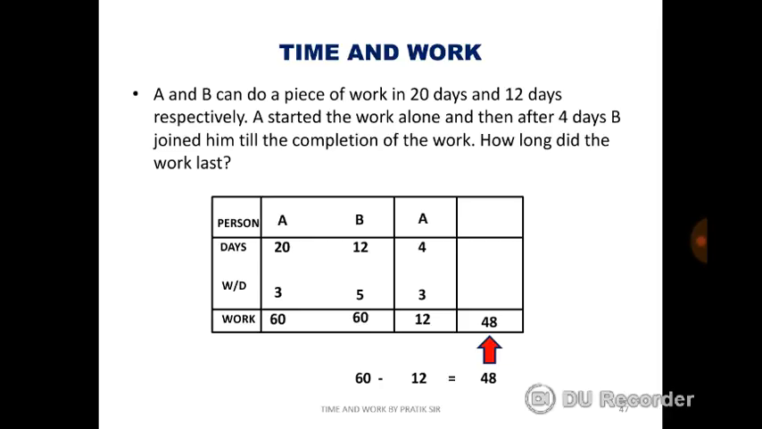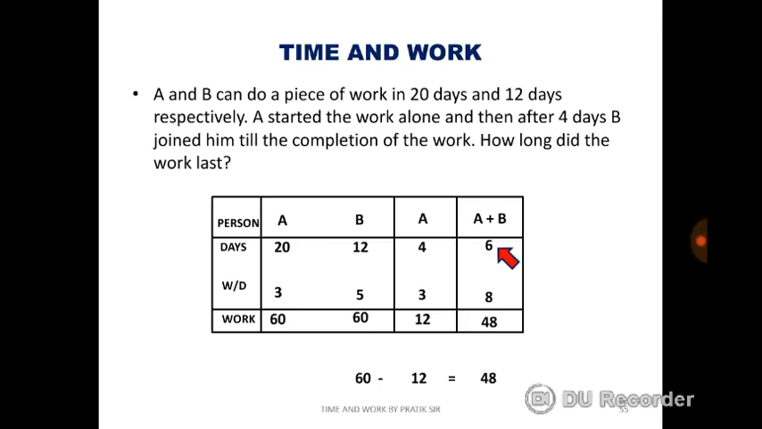Now for making the 48 pens, B is joining A. It means A and B are working together and they have to make the 48 pens. Now considering the work done by A and B per day, A makes 3 pens per day, B makes 5 pens per day. So overall, combining the work of A and B, they make 8 pens per day and they have to make 48 pens. So clearly they need 6 days to make 48 pens.